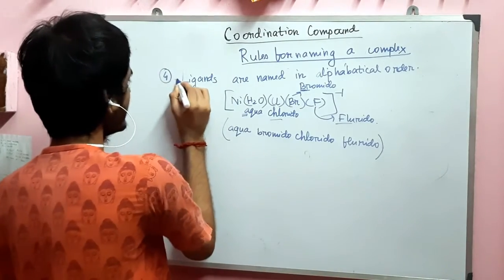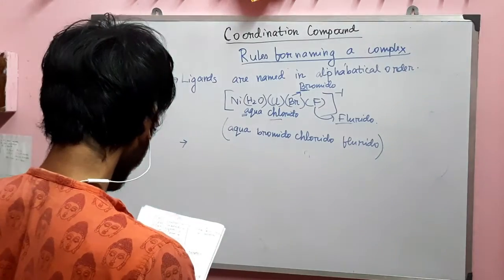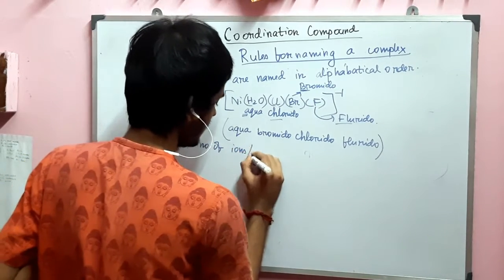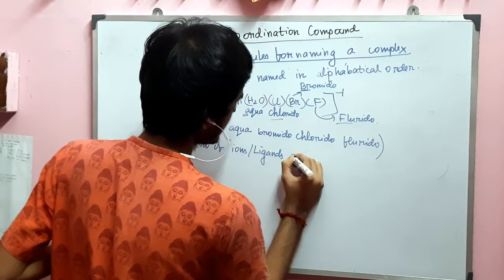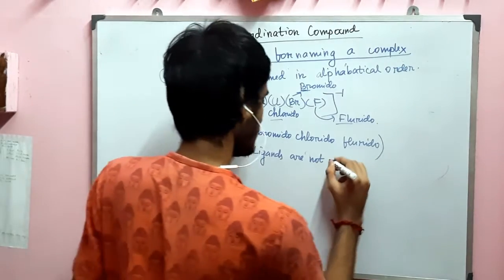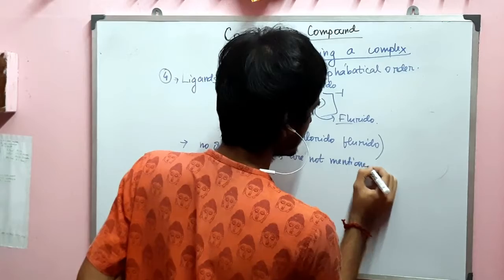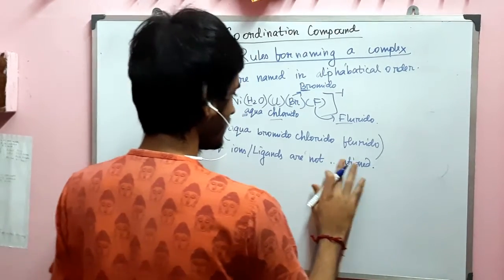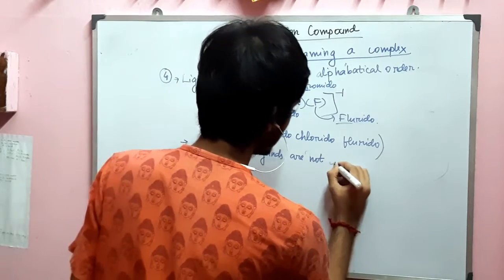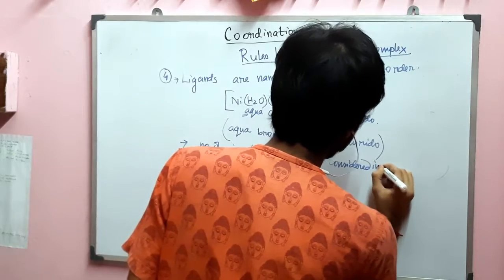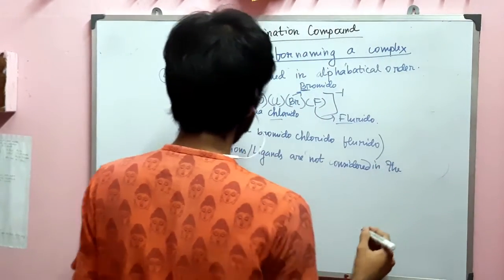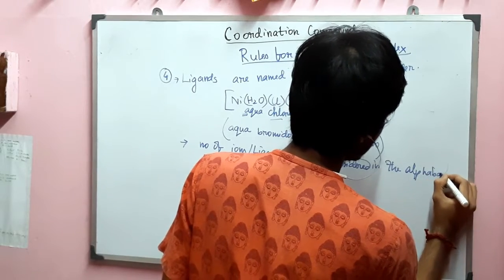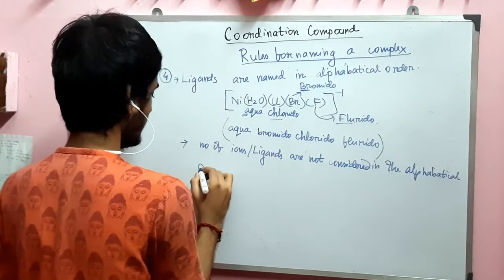Another important aspect from the ligand point of view is that the number of ions or ligands is not mentioned, not considered, in the alphabetical preference.